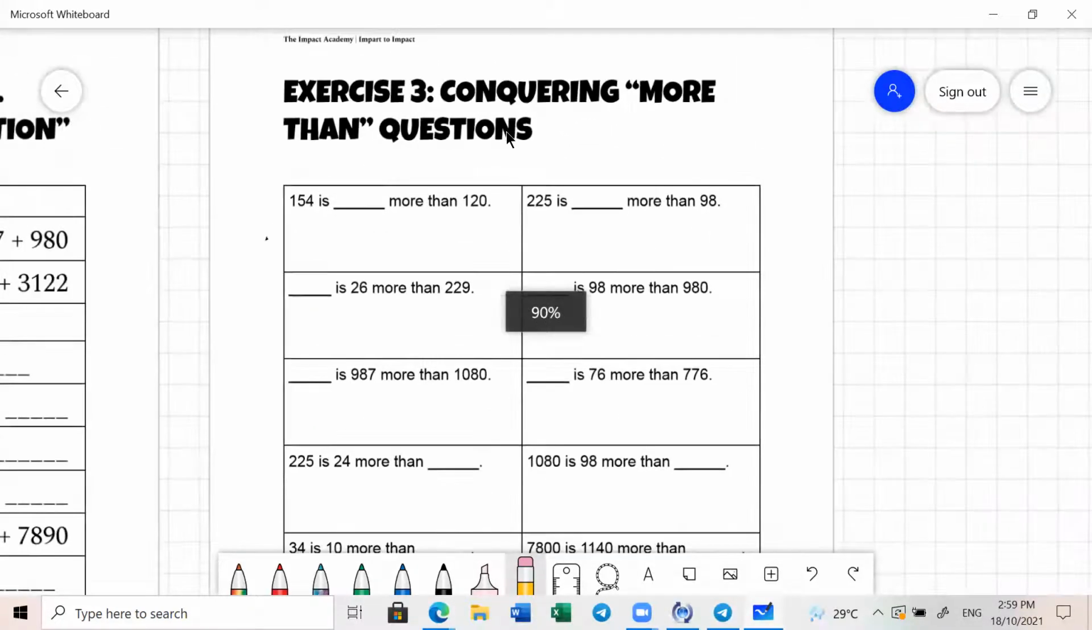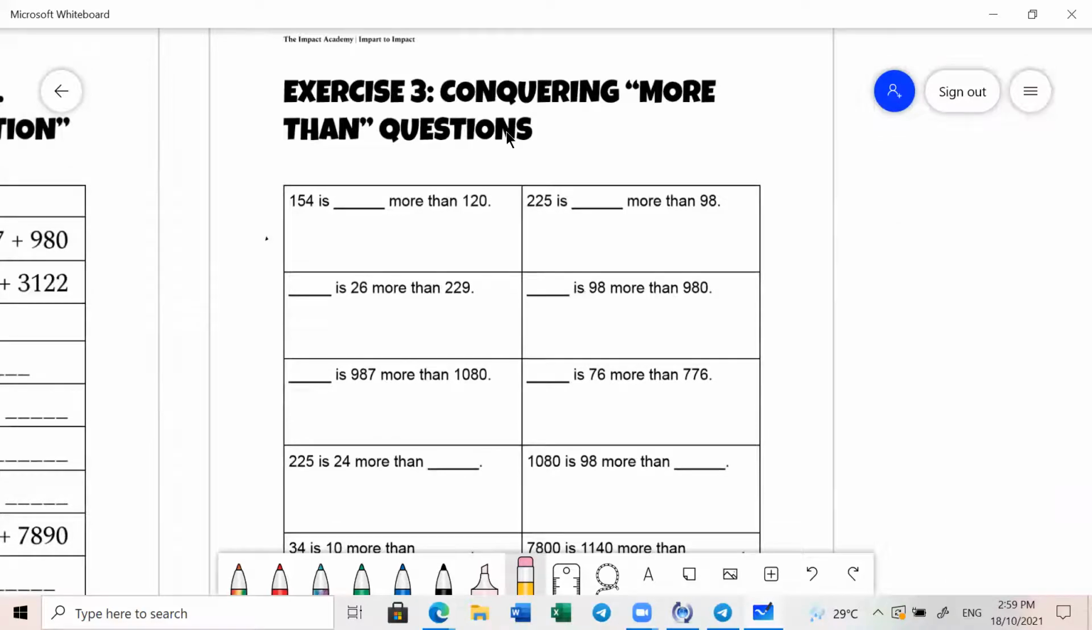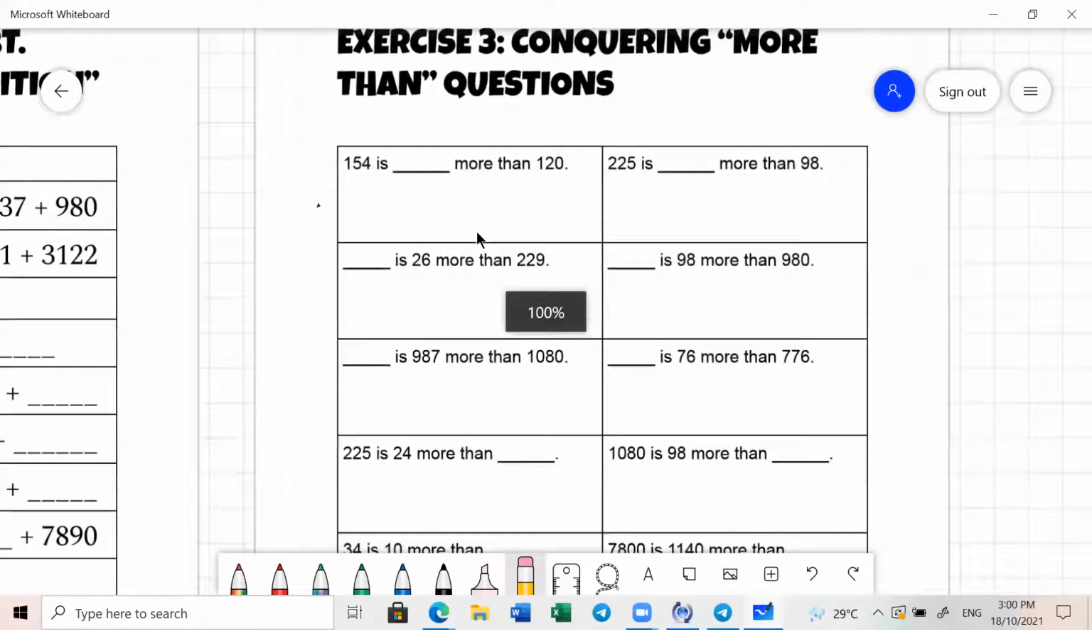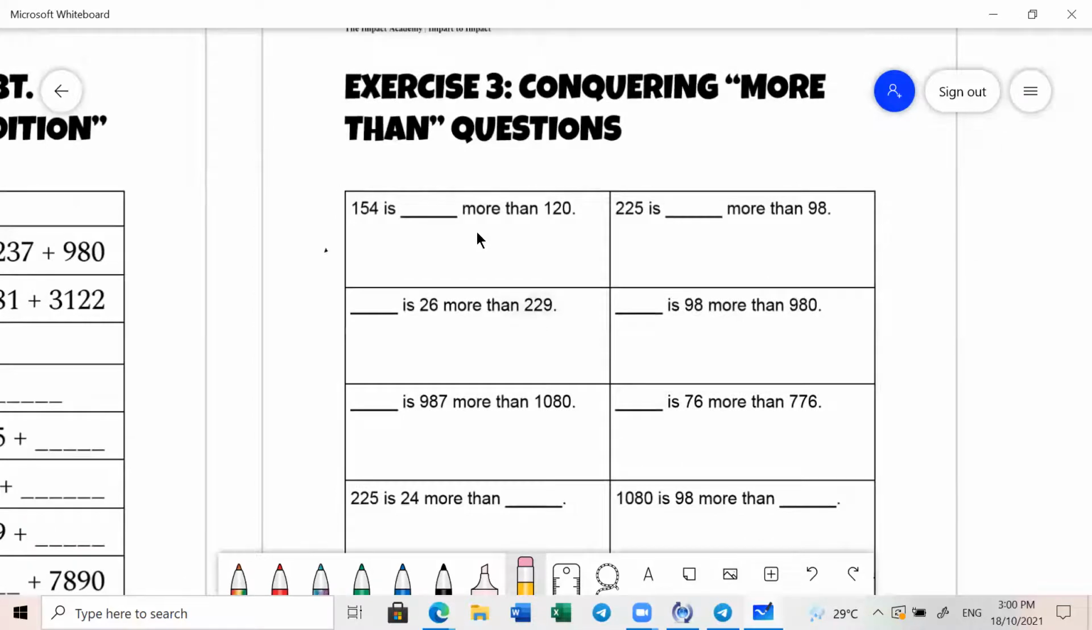Now, we're going to look at exercise number 3, which is conquering "more than" questions. If you are able to solve such questions, I would say you have already conquered the concept of "more than".